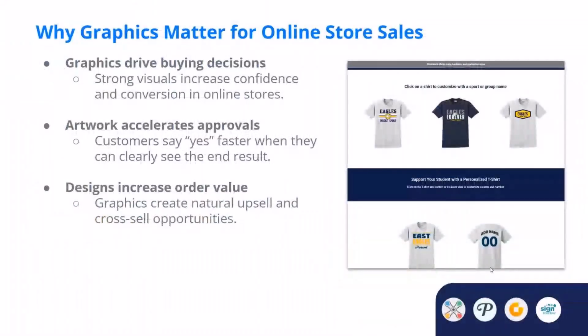So why do graphics matter for online store sales? The graphic is what's driving the purchasing decision. Customers, when they're buying, let's say, a t-shirt or a cap, they're not buying a Richardson 112. They're not buying a Gildan 5000. They're buying the graphic that's on those products, and the conduit to that graphic is the substrate. Whether it's a sign or a banner or a promotional product, the substrate is just the carrier for the graphic.